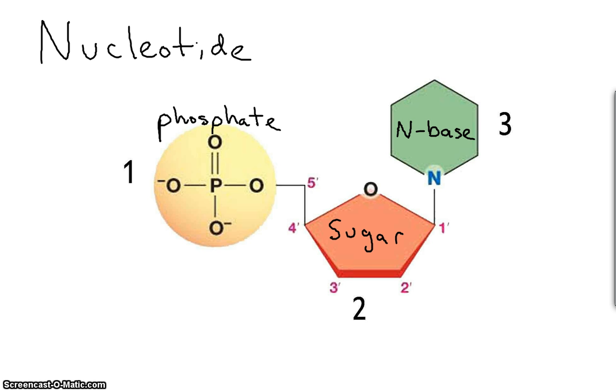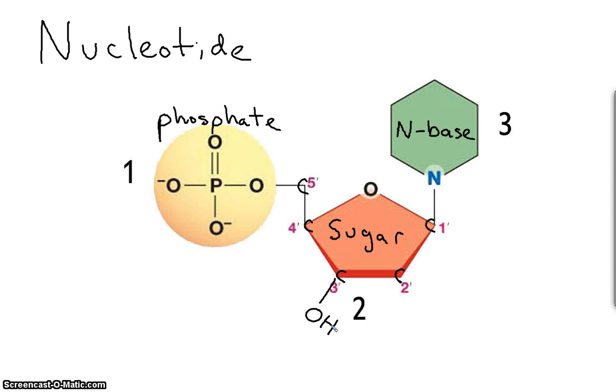Now what I want you to focus on right now is the sugar. It's a 5-carbon sugar, and they're not shown, but there's a carbon here, here, here, here, and here. Those carbons are numbered 1, 2, 3, 4, 5, and often they're called prime. The two I want you to focus on are the 3' and the 5'. Those are going to be the most important. I'm going to draw in, off the 3', a hydroxyl group that's not shown.